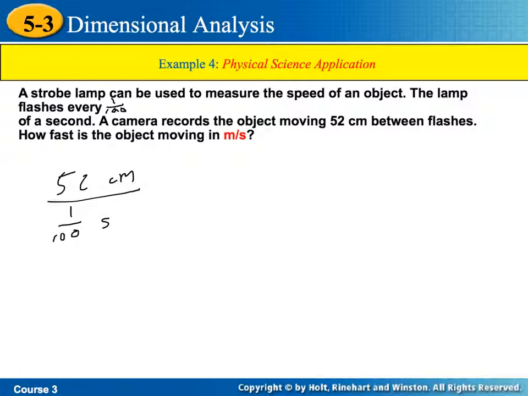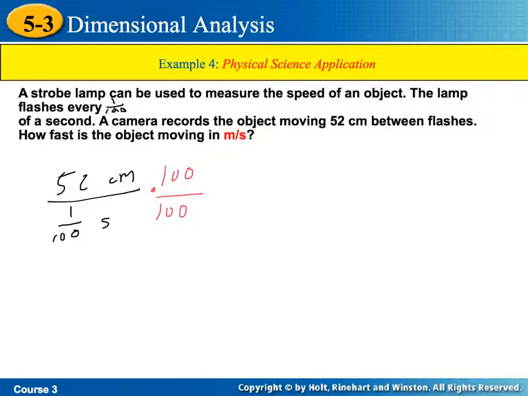Now, if you notice this, 1/100th of a second, man, that is ugly as a denominator. It's a complex fraction. I don't like complex fractions. So let's change this into 1 second. How could I change 1/100th of a second into 1 second? Well, multiply by 100. If it flashes 100 times, how many seconds has passed? 1. So what I'm going to do is get an easy denominator by multiplying each of these by 100.